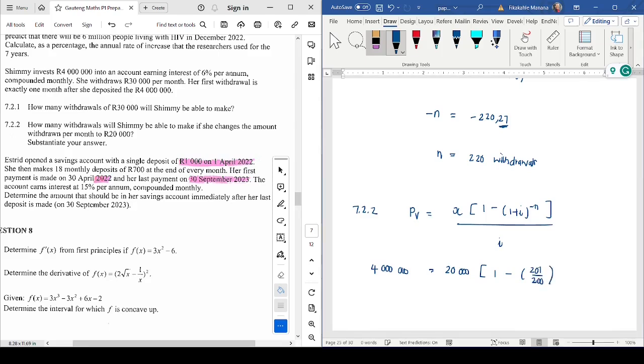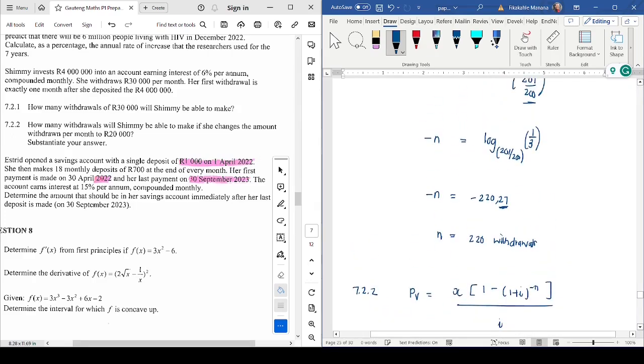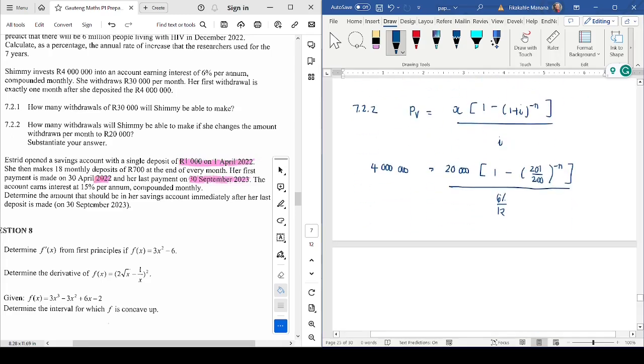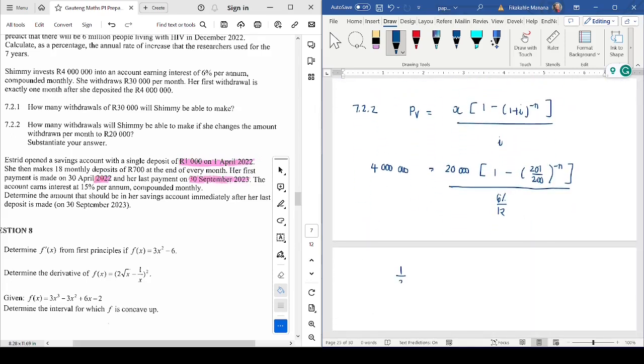200 to the negative n. I mean, if you've solved it before, there's no need to rewrite it again from scratch. So 201 over 2, no. This is 6% over 12. Okay, 6% over 12. Let's just make sure. Yeah. So now if I take this over to the other side, actually it is similar. I will get a third.